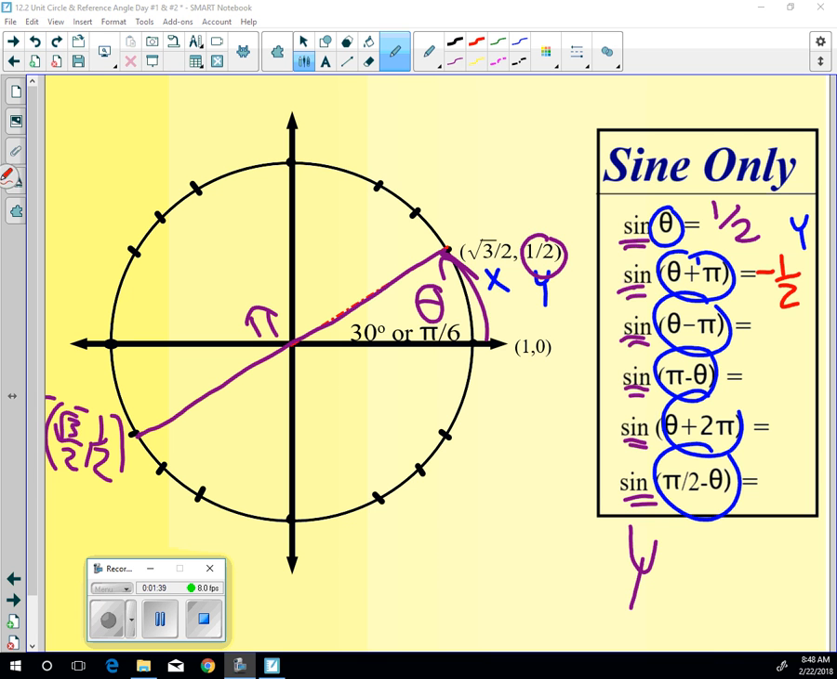I love this first one. The first one says start at theta, and then reverse pi. Where are you going to end up? The exact same spot. So this is still going to be negative 1/2. How many had negative 1/2 for that second one? Perfect. Ella, what did you do for this one?